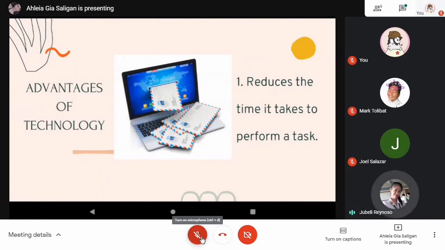So, here are the six advantages of technology. Number one, reduces the time it takes to perform a task. It is one of the advantages of technology. When using technology, we do not need to give a lot of time to do a certain task or activity because we can simply do the task in an easier way. Therefore, it doesn't really need a lot of time to complete a given task.